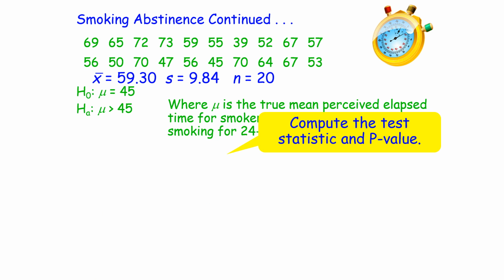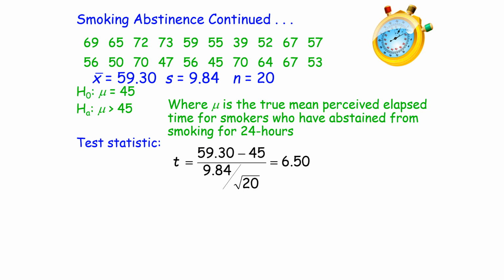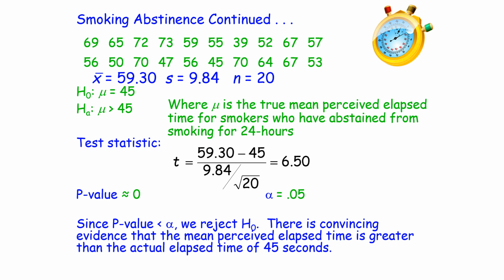So now we'll compute the test statistic and the p-value. Plugging in our values, we'll get a test statistic of 6.50. Looking that up in our t-table, that's going to be approximately 0 for our p-value, with an alpha of 0.05. So since our p-value is less than alpha, we reject our null hypothesis, and we state that there is convincing evidence that the mean perceived elapsed time is greater than the actual elapsed time of 45 seconds.